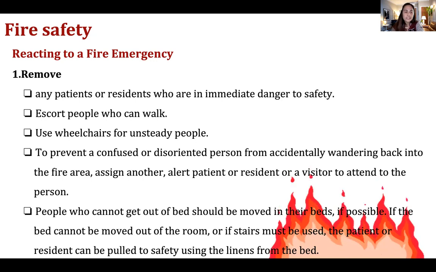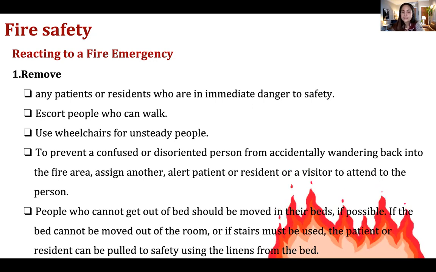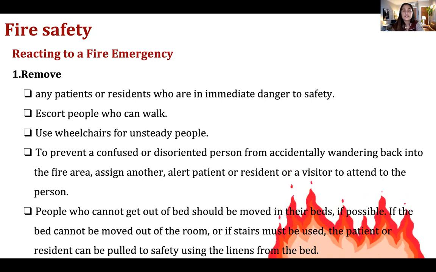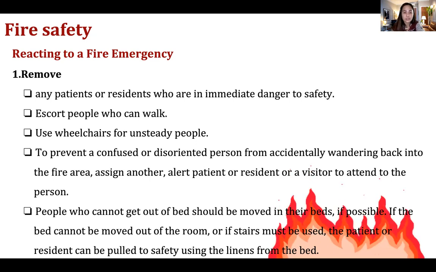So who will we escort first? My question: who will we escort first? Those patients who are non-ambulatory or those patients who are ambulatory? Who will we rescue first? The answer is we need to rescue those patients who are ambulatory. Are you surprised? Yes, because we need to rescue them first so they can help you to rescue the non-ambulatory ones.